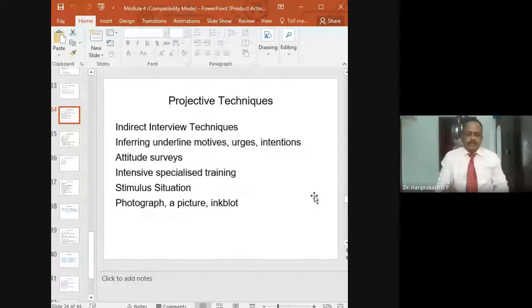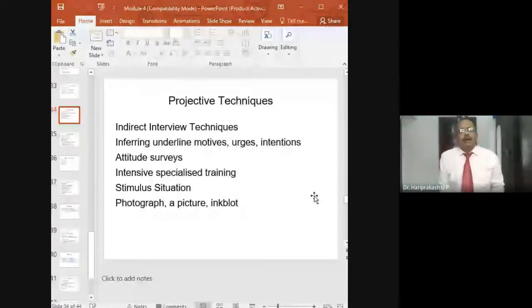So today our topic is projective techniques and measurement scales. So first we will discuss the projective techniques. So we were discussing on.